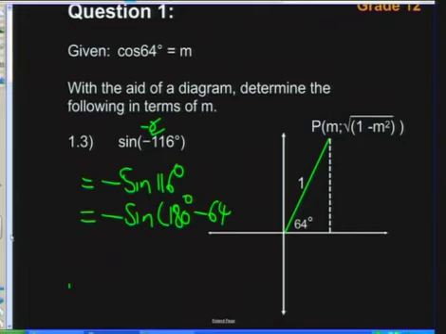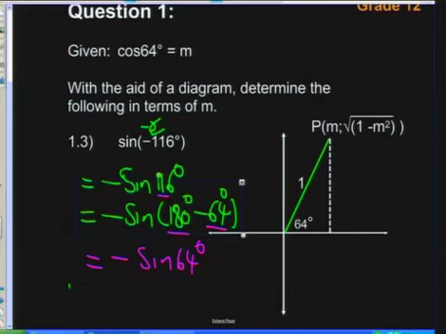I think I'm correct. Minus 64 degrees. Because 180 minus 64 gets you back to 116. Where is 180 minus 64? In the second quadrant. Therefore, sine will stay negative. Minus sine 64 degrees. Okay.